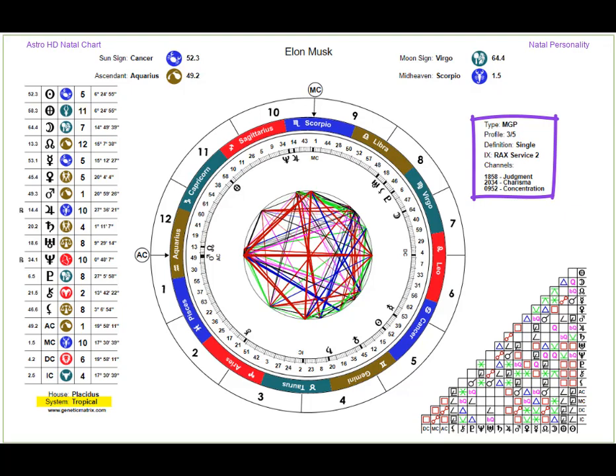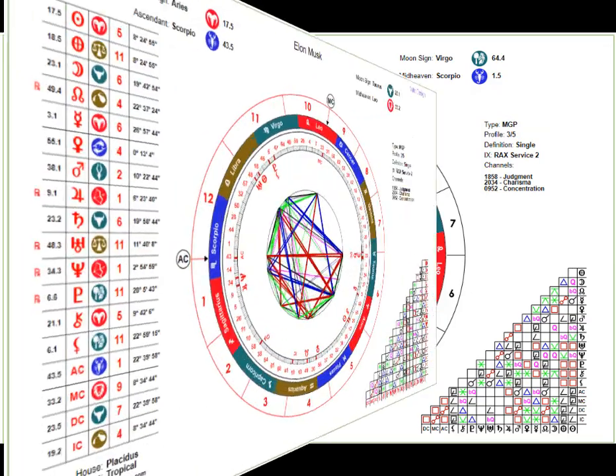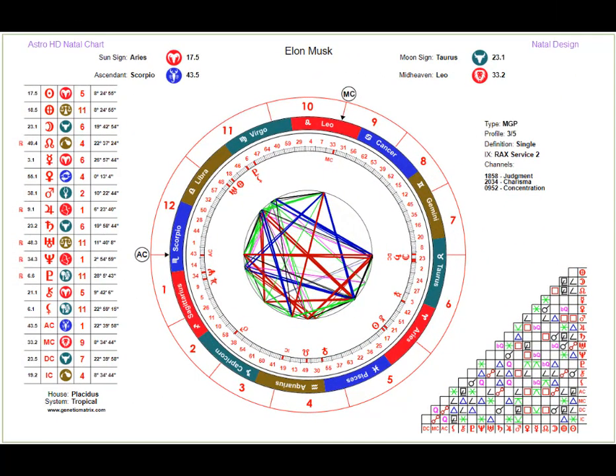Now, if we go to the Astro HD natal chart natal design view, this is ultimately exactly the same view, but it now only takes the design information, which is this calculation of 88 degrees of the sun before birth, so approximately 3 months, not that we use approximates at Genetic Matrix. And thus you have everything from the astrological perspective that's derived from that moment in time.